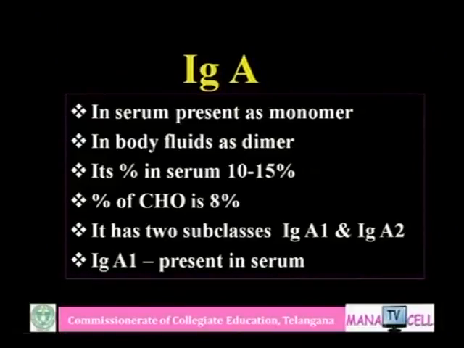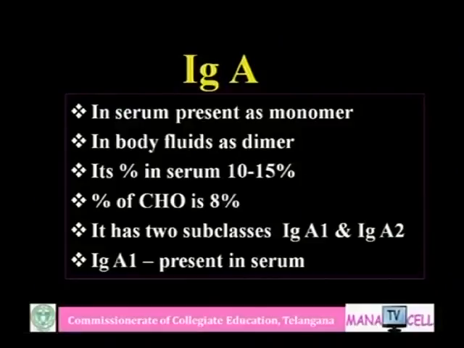So, the next antibody is IgA. IgA is present in the serum at low concentration, whereas in the fluids it is present in higher concentration. In the body fluids or secretions it is present as a dimer. It makes up about 10 to 15% of the serum immunoglobulins, and it has about 8% carbohydrate moiety. It has two subclasses, IgA1 and IgA2.